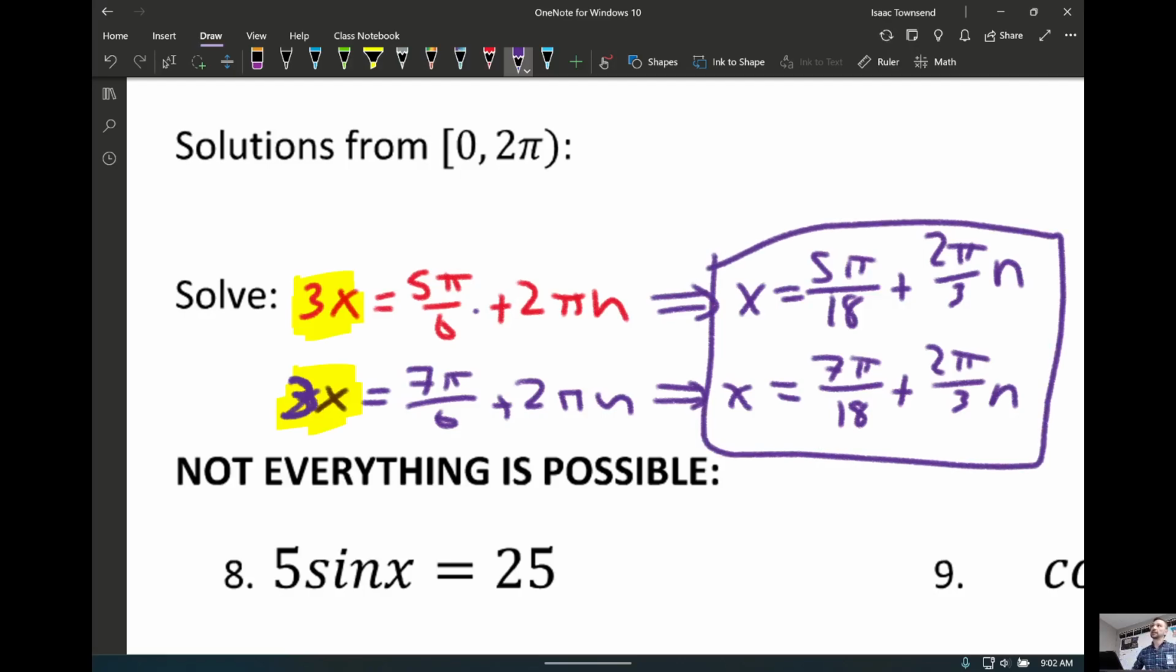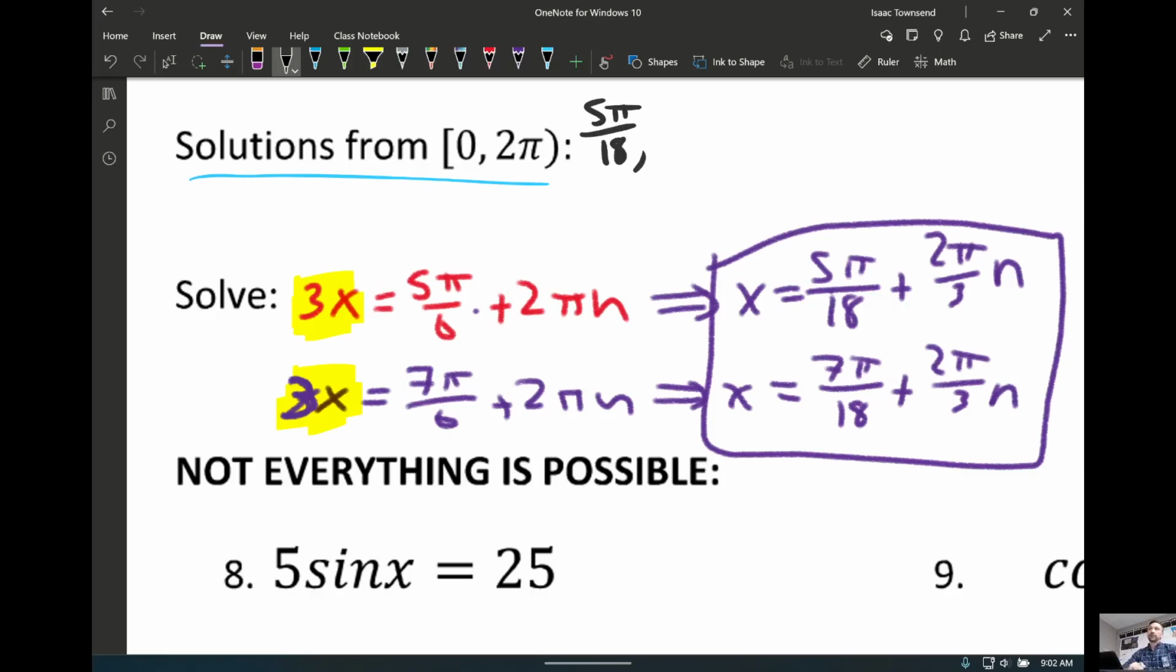5 pi over 18 is an answer, plus if you add 2 pi thirds to that, you get another one. 7 pi over 18 is an answer, plus if you add 2 pi thirds to that, you get another one. Now this one's almost unreasonably difficult, so I'm going to cheat just a little bit and use my calculator here. But to backtrack and give, if it was these directions, one answer is this, 5 pi 18ths.